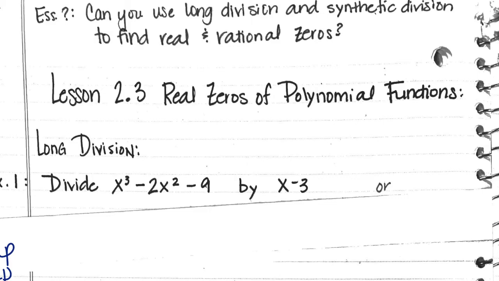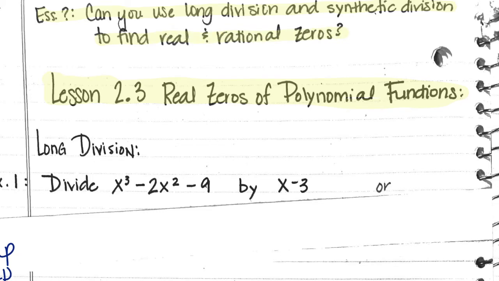Hey Precalc, we're working on lesson 2-3. We're on real zeros, and we started a little bit of this, finding the polynomial when you're given the zeros. But now we're going to dig into different ways to find the real zeros. Our essential question is, can you use long division and synthetic division to find real and rational zeros?